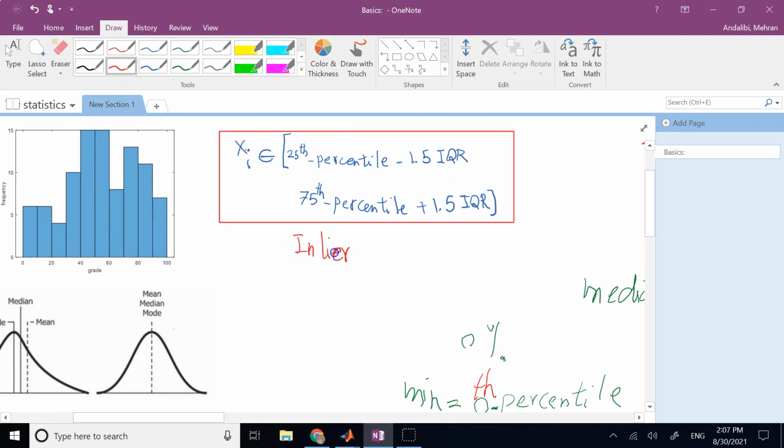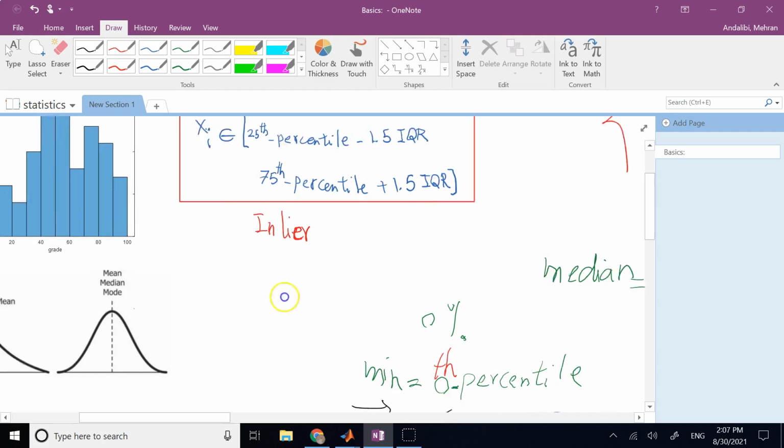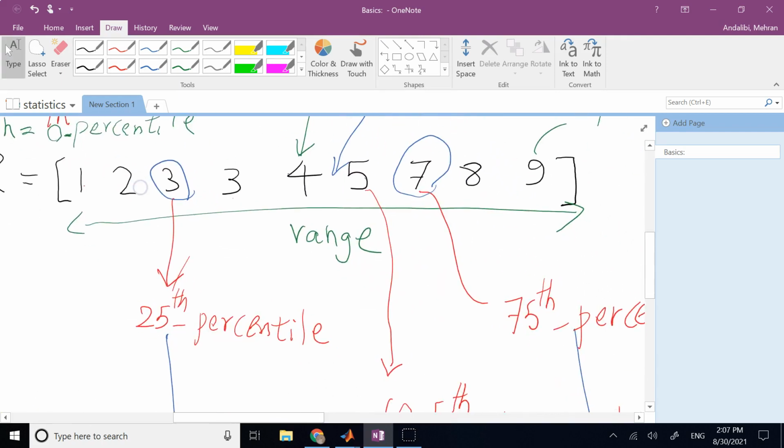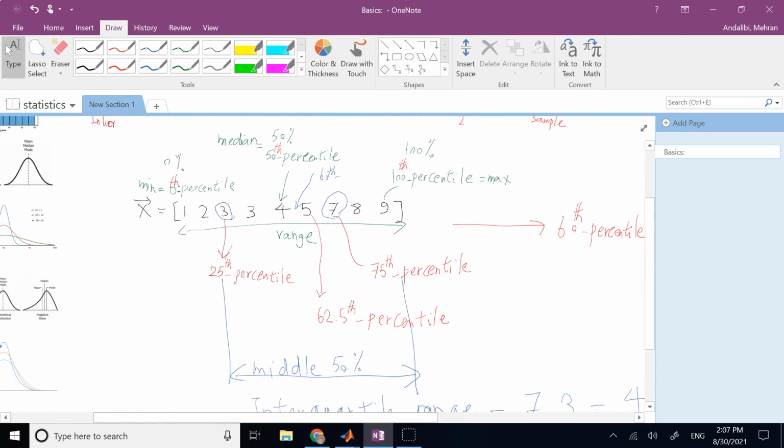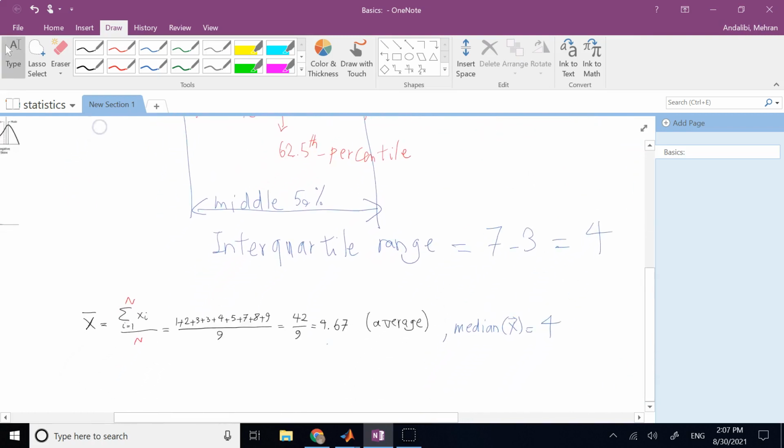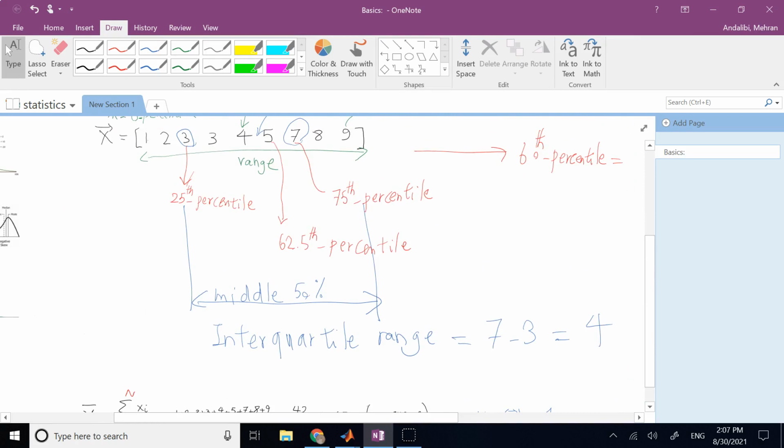And anything outside this range is what? An outlier, okay? So, for example, if I go back to this array that I used, what I need is to calculate the IQR, which is 4 here. The 25th percentile is 3, the 75th percentile is 7.